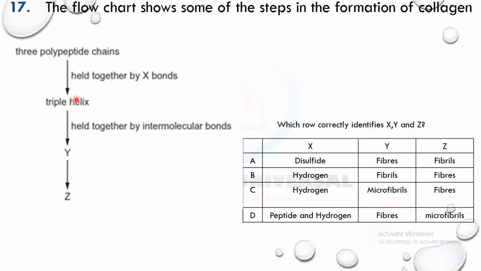The chains form a triple helix, held together by intermolecular bonds to form a fibril. We don't use microfibril for collagen. Microfibril is used for cellulose, but for collagen we use fibril. So that's the answer, and then fibrils form fibers. So B is the answer.